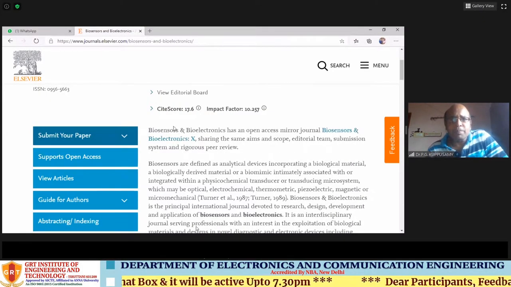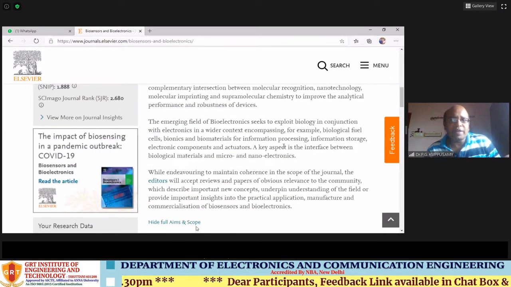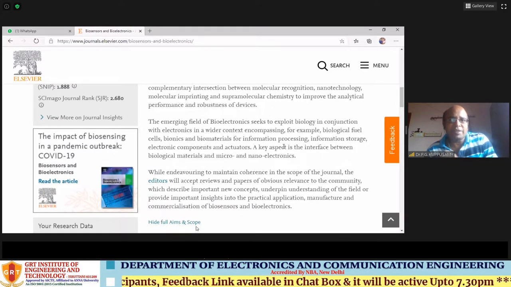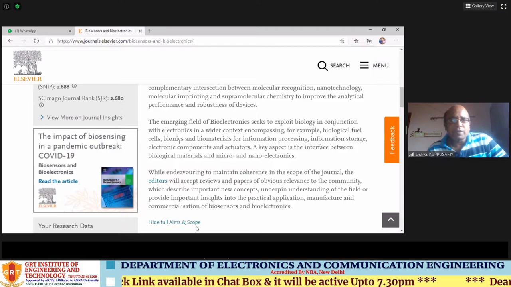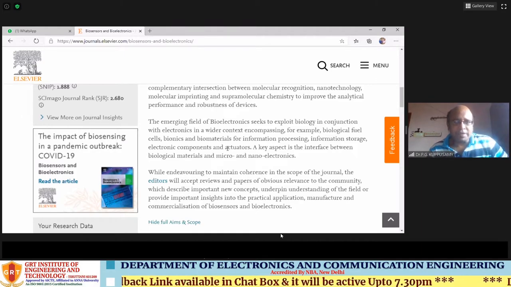So the purpose of this journal is connecting the electronics-oriented students, researchers and professors to the biological-side students. So the thing, information storage, electronic component actuators. So this, those who are doing research in the biomedical side.